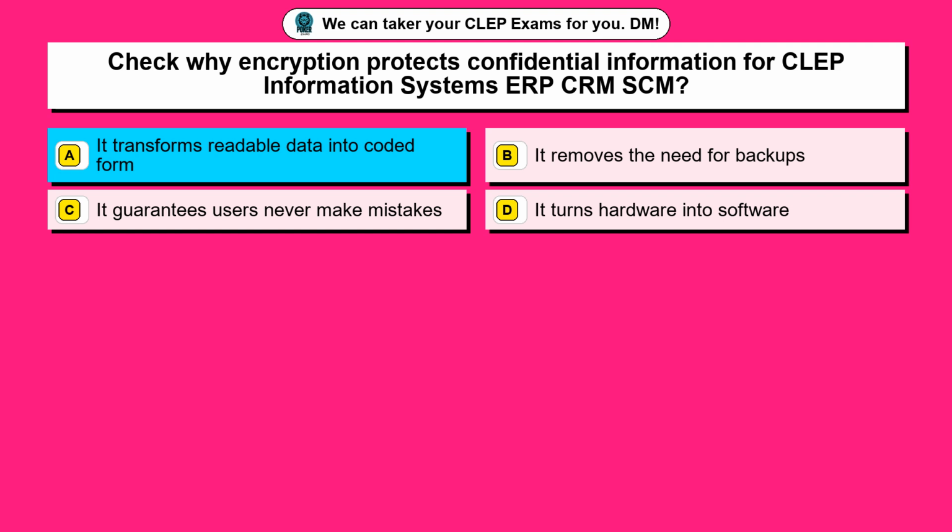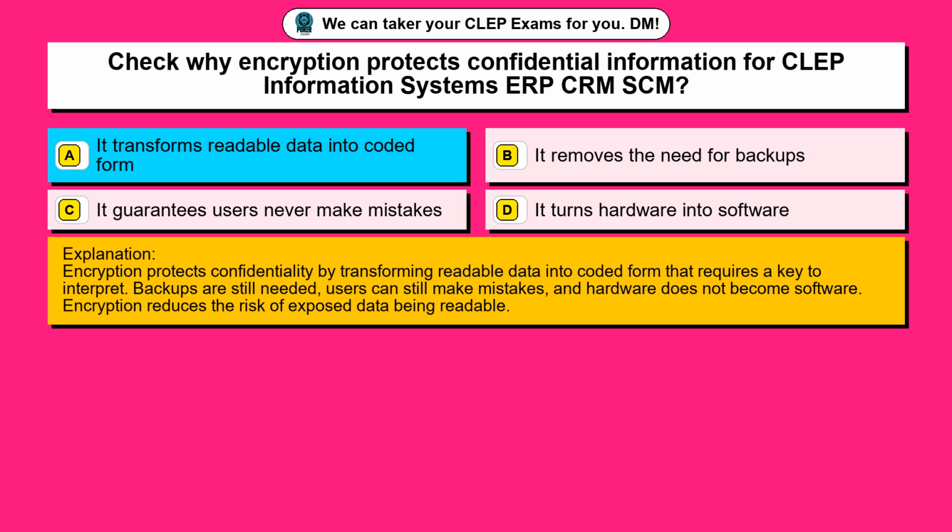The correct answer is option A. It transforms readable data into coded form. Encryption protects confidentiality by transforming readable data into coded form that requires a key to interpret. Backups are still needed, users can still make mistakes, and hardware does not become software. Encryption reduces the risk of exposed data being readable.